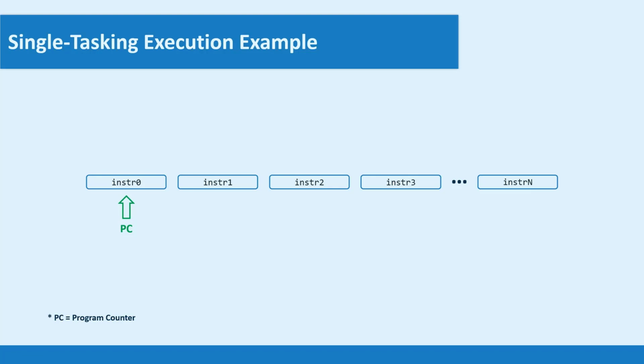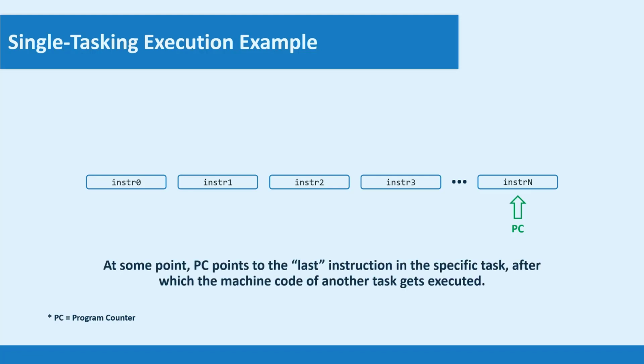So CPU starts executing one instruction and another instruction, and it doesn't have to execute these instructions sequentially. It can jump around in response to a special kind of instructions, for example, branch instructions. At some point in time, program counter will point to the last instruction in the program, and then after that the program is considered terminated. So we can say that at some point program counter points to the last instruction in the specific task, after which the machine code of another task gets executed.